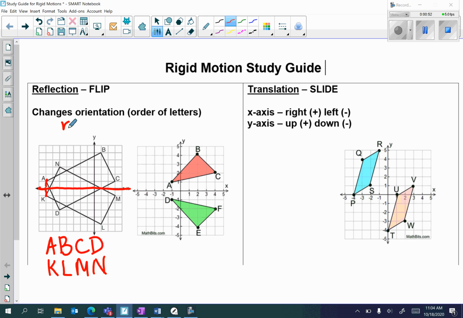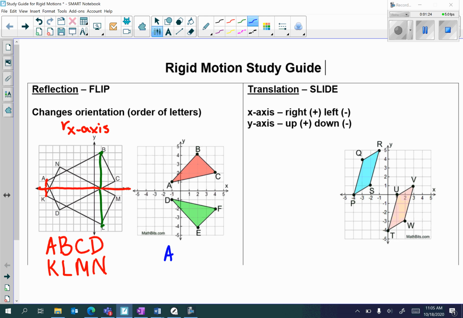So remember, little r, subscript of x-axis. I can verify that by looking at another. So let's look at B and L. So B is 1, 2, 3, 4, 5 units away from the x-axis, and L is 1, 2, 3, 4, 5 units away. Remember, it's the same distance. So we have a reflection in the y-axis. Let's look at the second one.